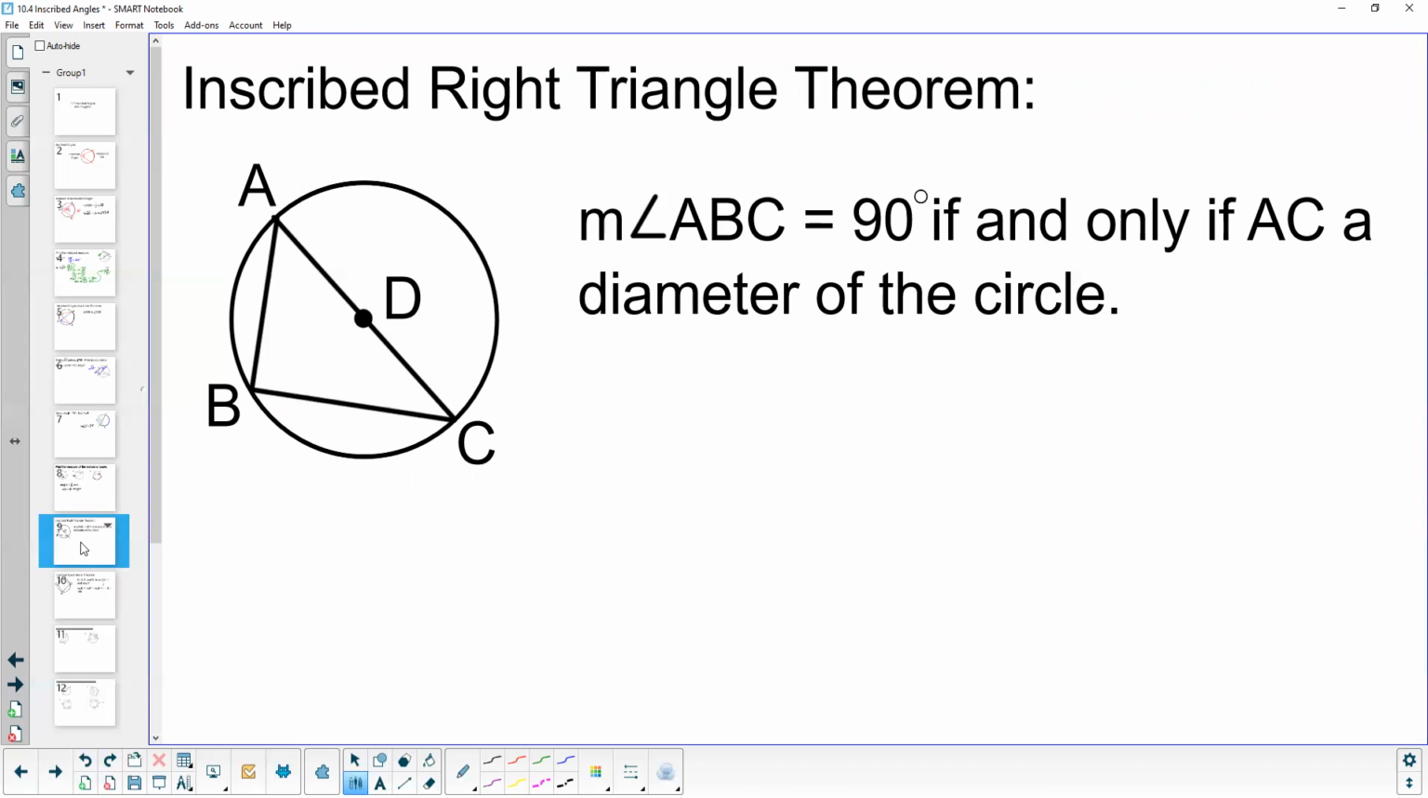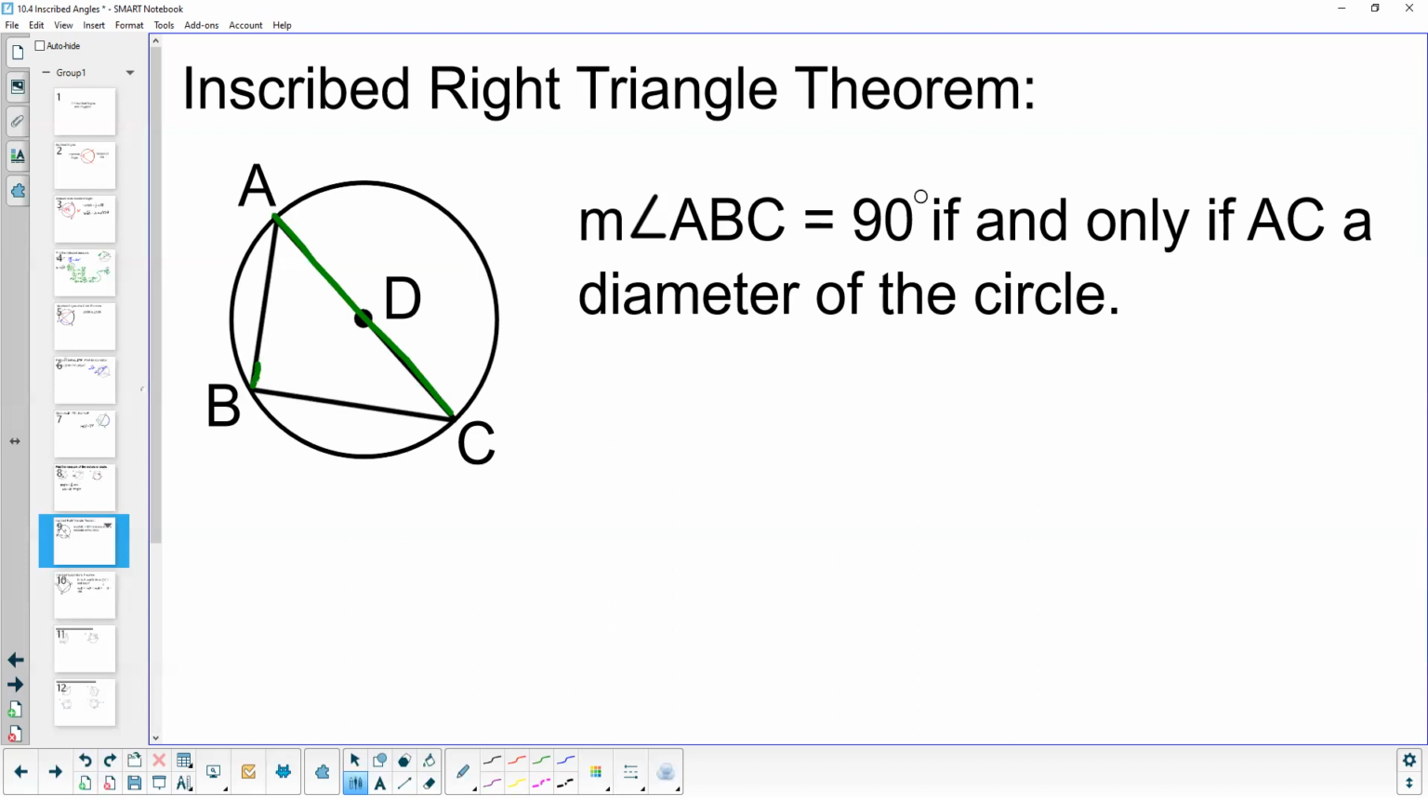So this first one is the inscribed right triangle theorem, and it says the measure of angle ABC, where ABC is an inscribed angle, is 90 degrees if and only if AC is the diameter of the circle. Well, that seems to make sense here, right? If our AC is the whole distance across the circle here, then this angle would have to be 90.